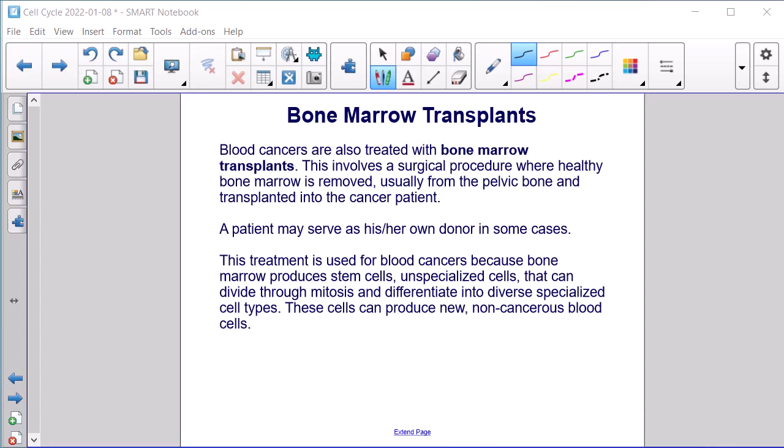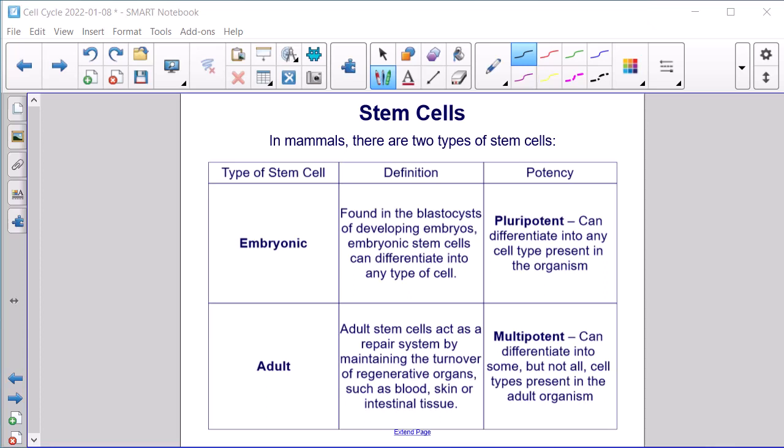This treatment is used for blood cancers because bone marrow produces stem cells, or unspecialized cells, that can divide through mitosis and differentiate into diverse specialized cell types. These cells can produce new, non-cancerous blood cells. In mammals, there are two types of stem cells, embryonic and adult. Embryonic stem cells are found in the blastocysts of developing embryos. Embryonic stem cells can differentiate into any type of cell.